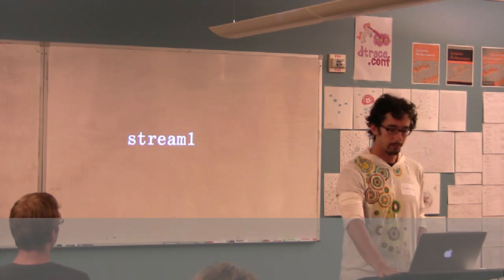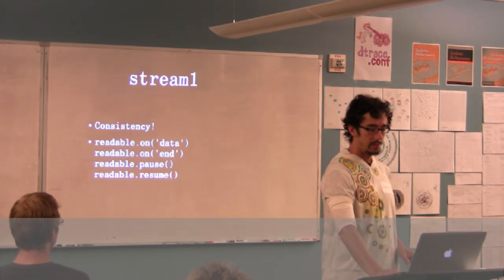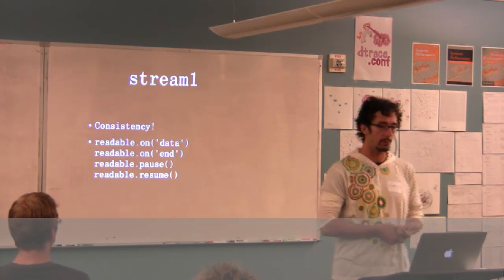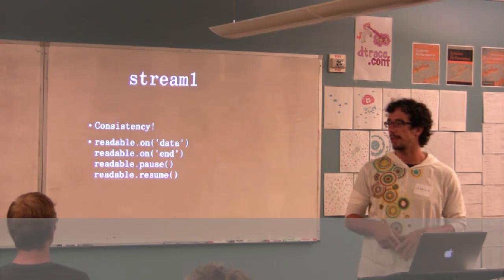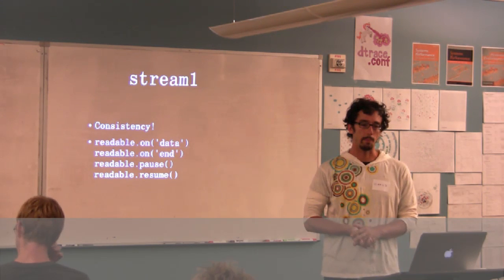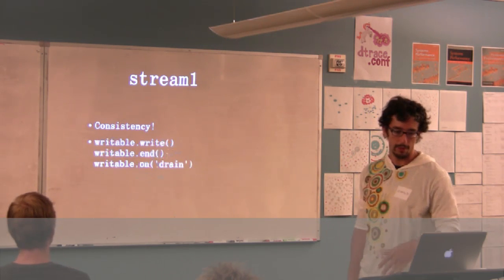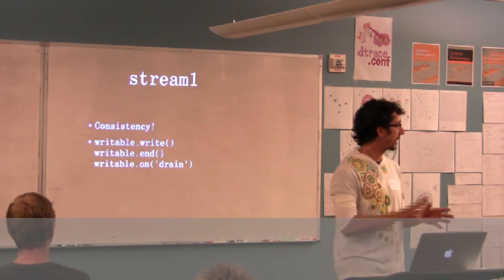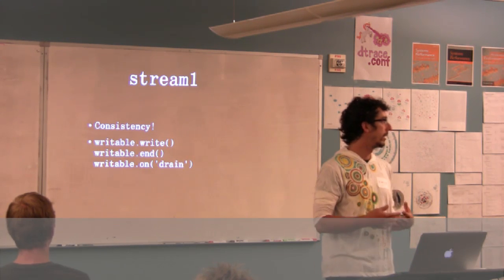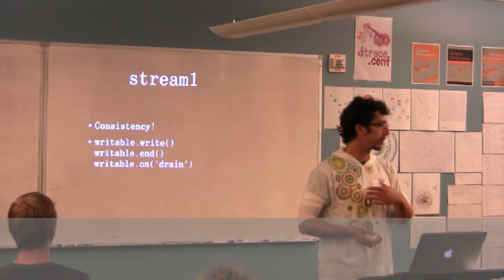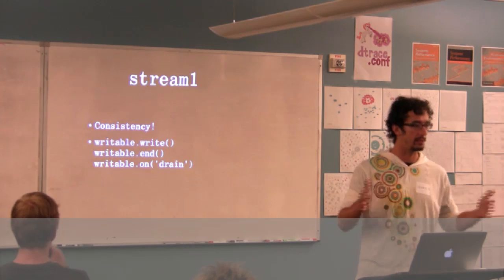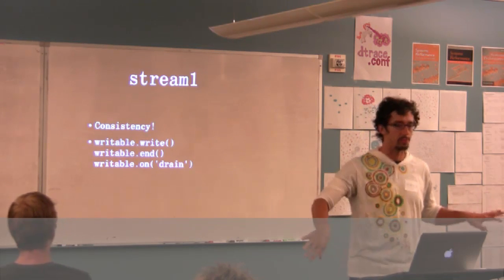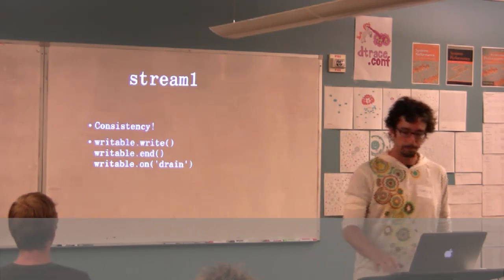So the first stream API was relatively simple, and we ended up with a pretty good amount of consistency. Readable streams would have data and end events, they had pause and resume methods, and then on the writable side, we had a write method that would return true or false, depending on whether the data was completely flushed out, and thus whether you should keep writing more data. And this is actually what was our stoplight. You could pause a stream when your writer was backed up, and then once it drained, you could put more data through.